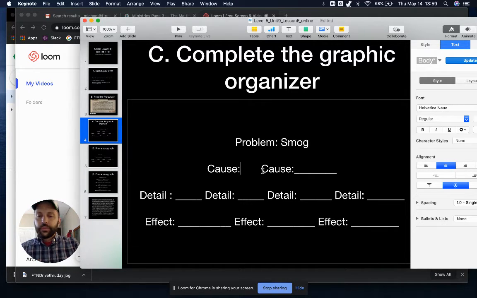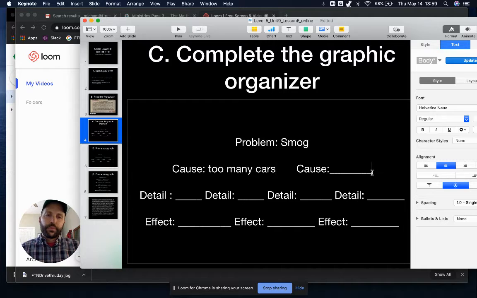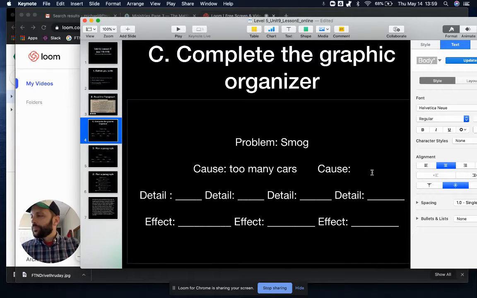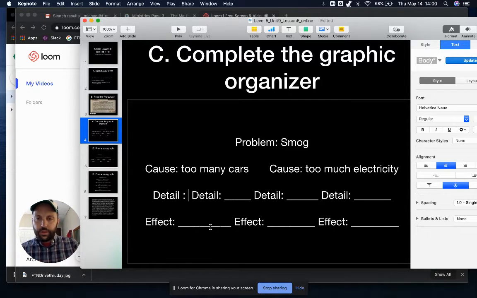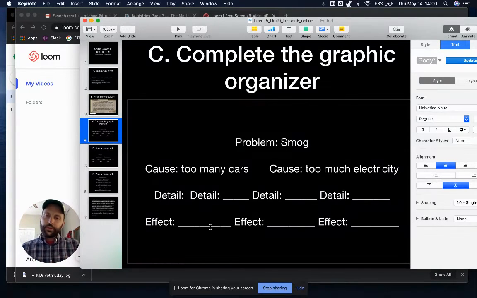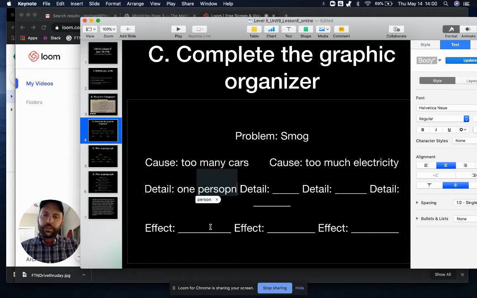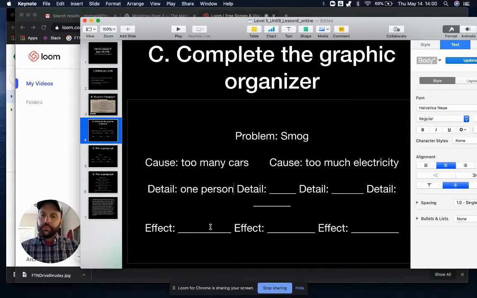So the problem is smog. The first cause you should have identified in that paragraph is too many cars on the road. The second cause is too much electricity being used. Okay? Now, I'm going to have to break with the way this is organized, how they have two details for the first cause, just because I can't fit it on my screen, but I hope you understand what I'm saying. The first detail for the too many cars is there's one person using one car, rather than people carpooling or something like that.